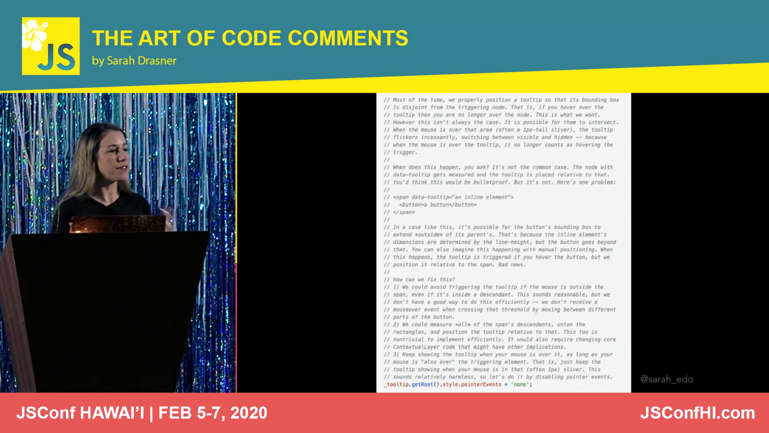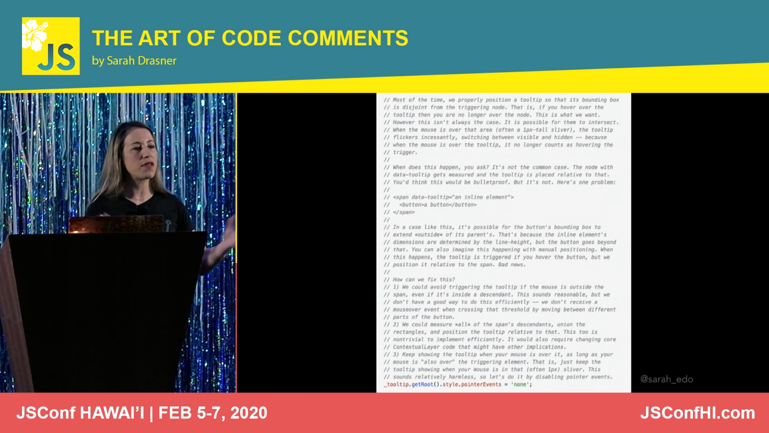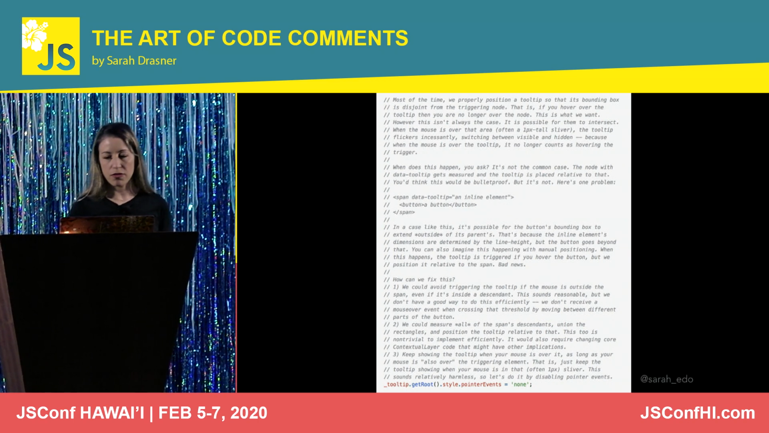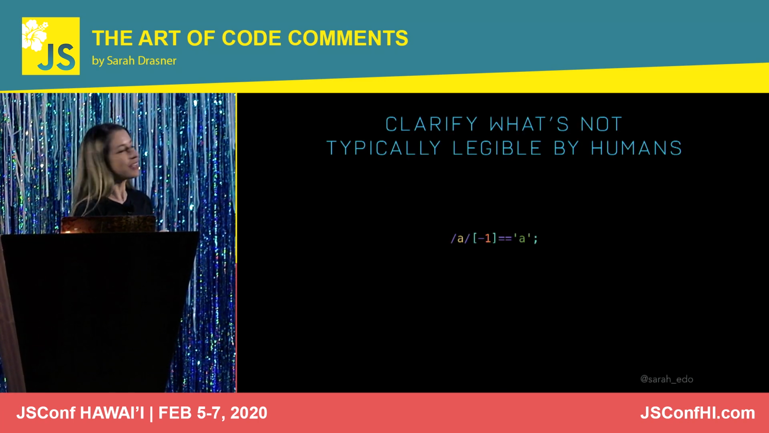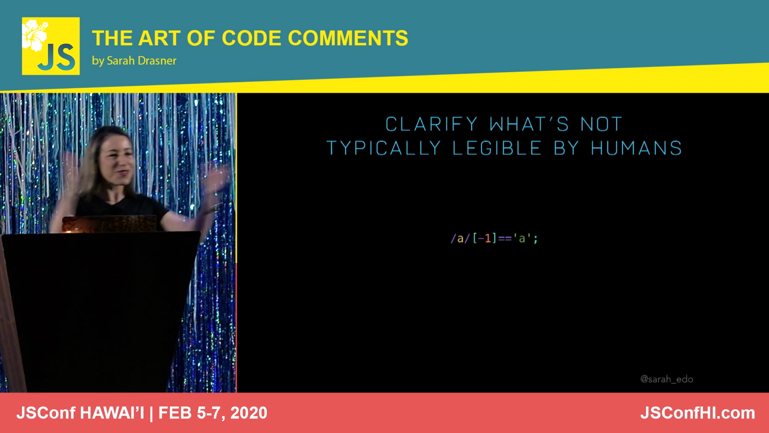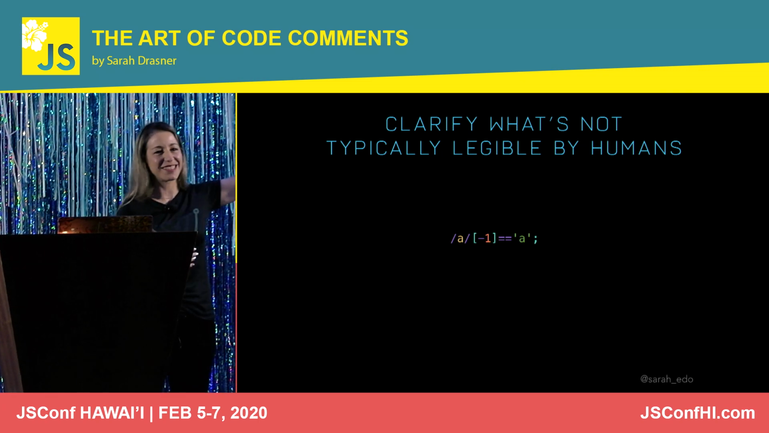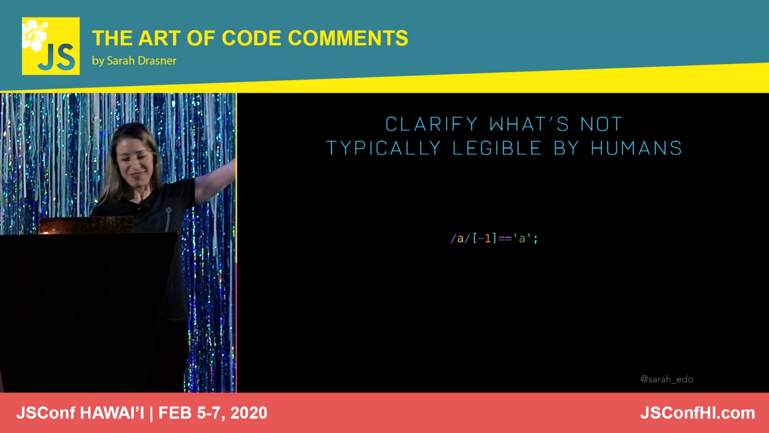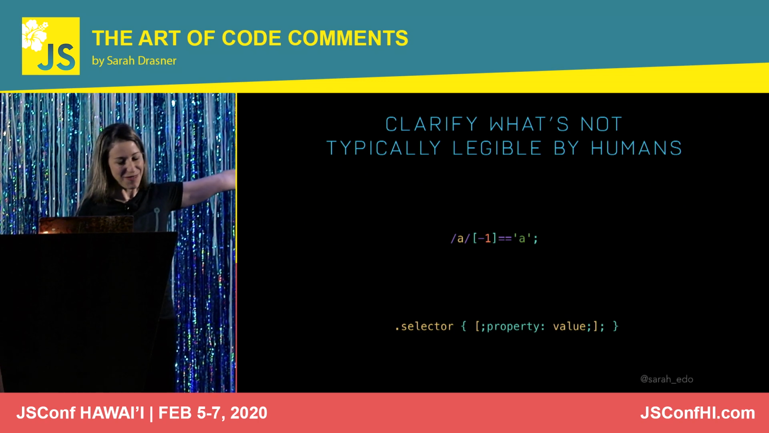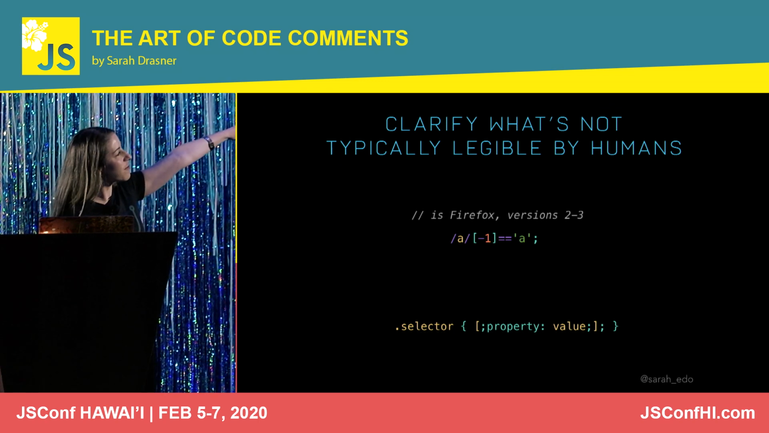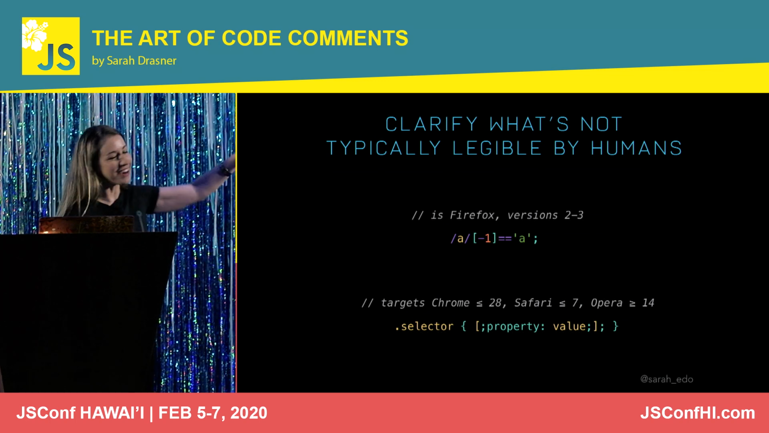And so it wasn't very straightforward, and just that one line of code doesn't express all of the things that that one piece of code does. It can also clarify what's not typically legible by humans. Remember the user agent thing that we saw before? That wasn't super legible. What about this? Does anybody know what this does? Probably not. This targets Firefox versions 2 to 3. This targets Chrome, Safari, and Opera.